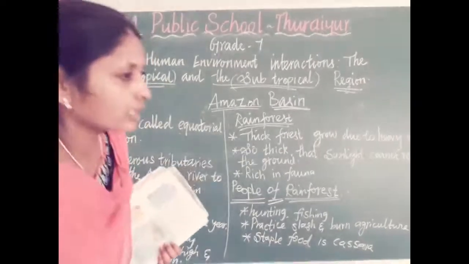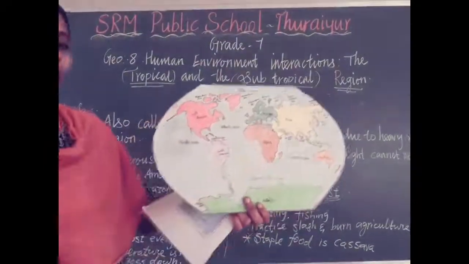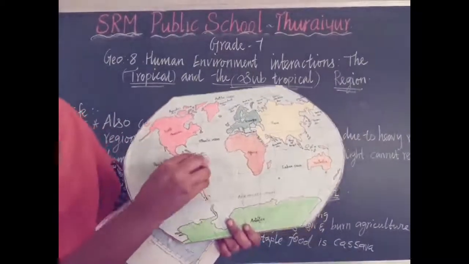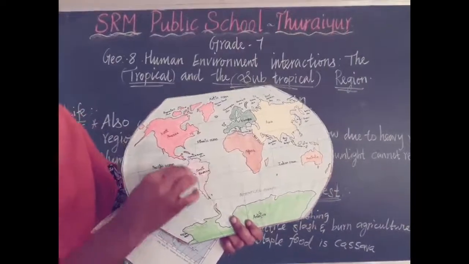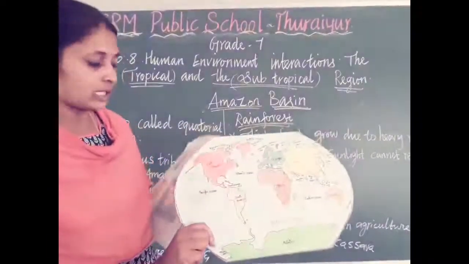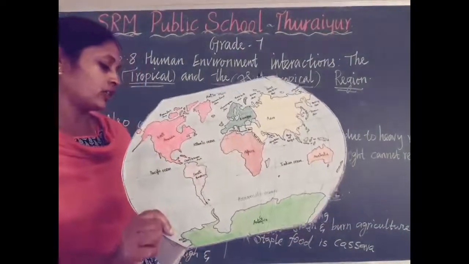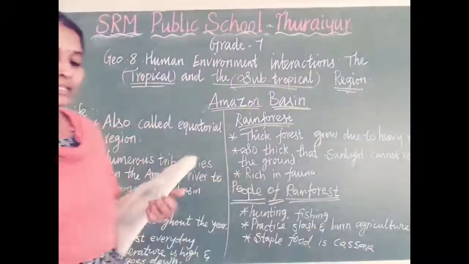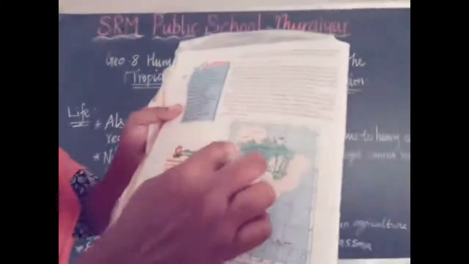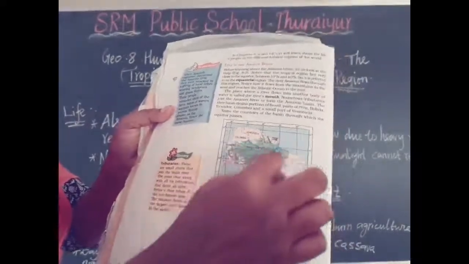Now just see this map, the location of the Amazon. Here is the Amazon. See, I drew it in green chalk. So this region is the Amazon. Where is it located? In the equator region. In that region we have the Amazon river. This is the Amazon river, and the blue color mark indicates the Amazon river.